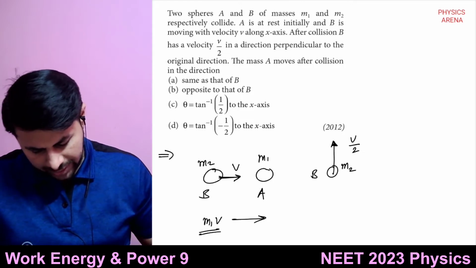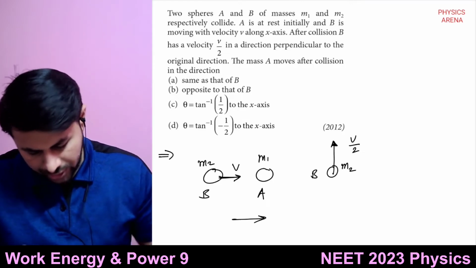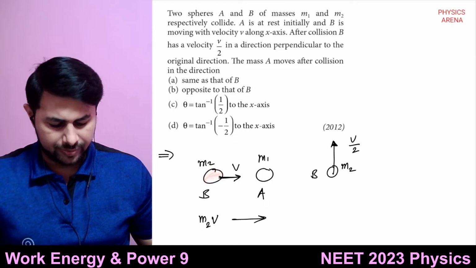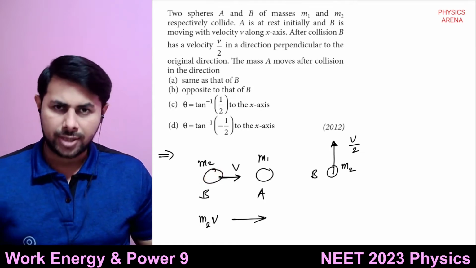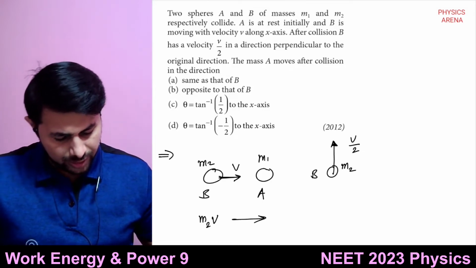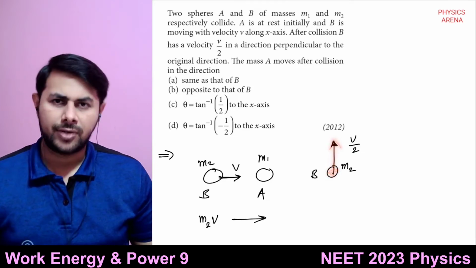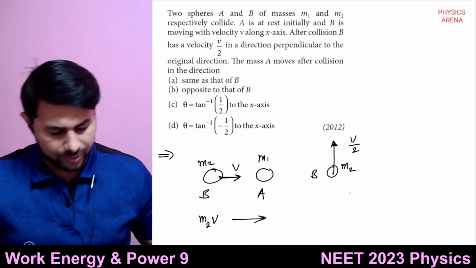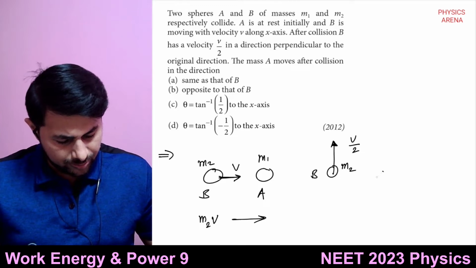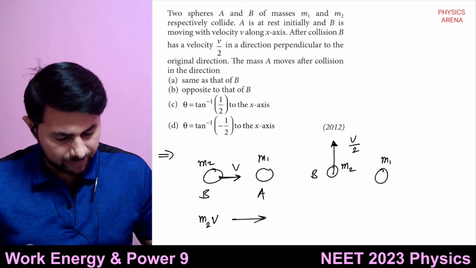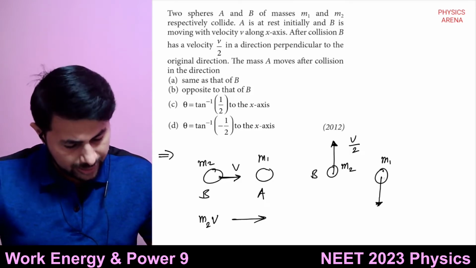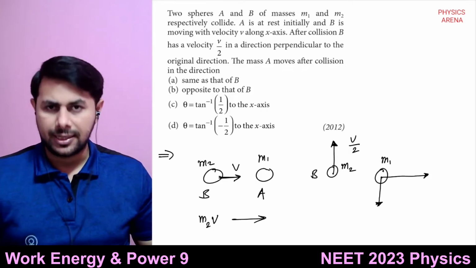Not m1, right? It is m2. So initial momentum was m2 times v. It is the momentum of this ball B, and the final momentum should also be equal to m2 times v. That means if this ball is moving vertically upwards, the other ball will have a y component of velocity. Let's suppose this is the other ball whose mass is m1. It will have a y component of velocity like this, and an x component of velocity like this.